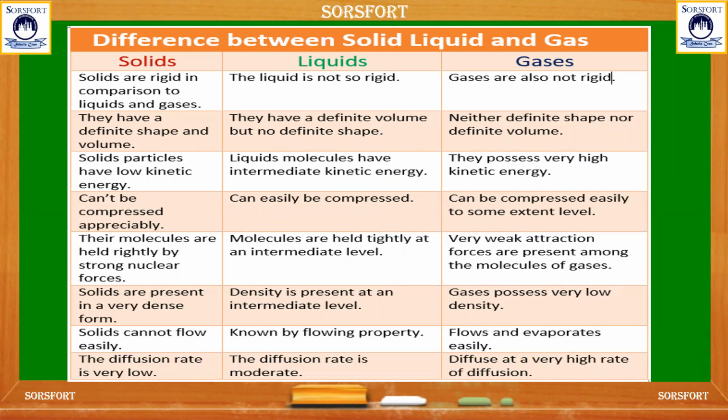Differences between solids, liquids and gases according to their properties. Solids, liquids and gases each have their own properties, and what is the difference between them? Solids are rigid in comparison to liquids and gases. Liquid is not so rigid. Gases are also not rigid. Solids have a definite shape and volume, whereas liquid has no definite shape but has definite volume. Gases.